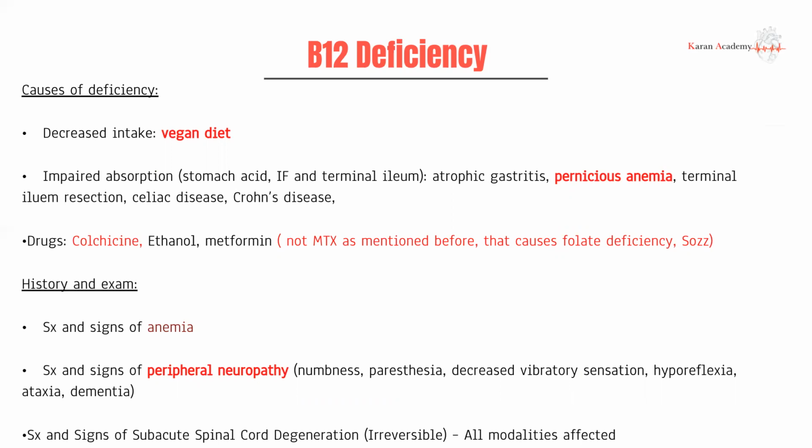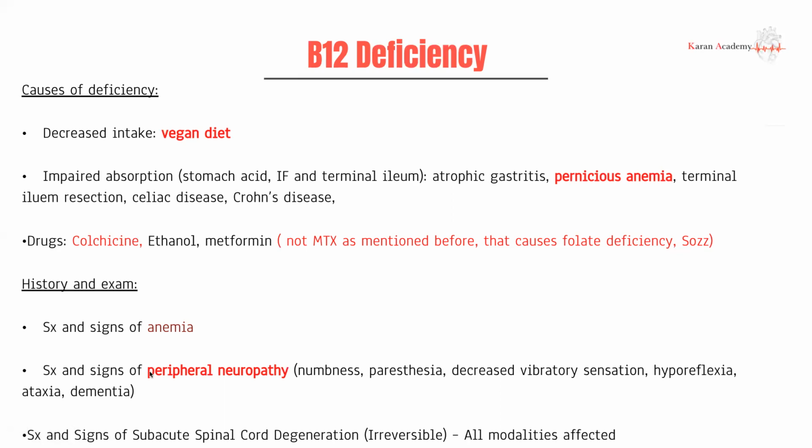You can also have medications like colchicine, ethanol, metformin, already talked about. Methotrexate is the big one that comes up when we talk about macrocytic anemias, but you should know that methotrexate is a folate antagonist, which is why it causes folate deficiency, not B12. Just know that.